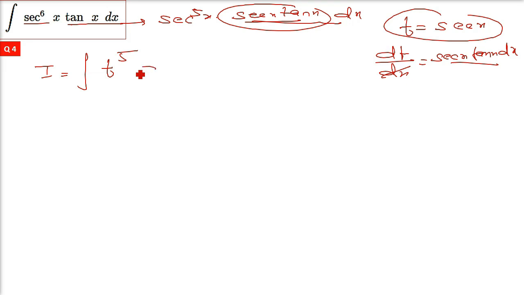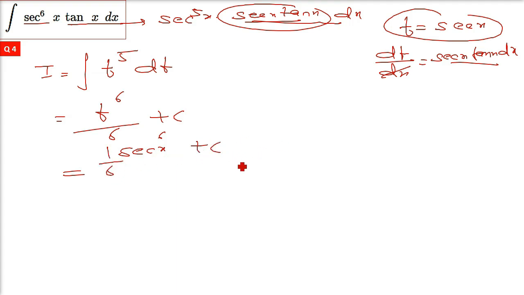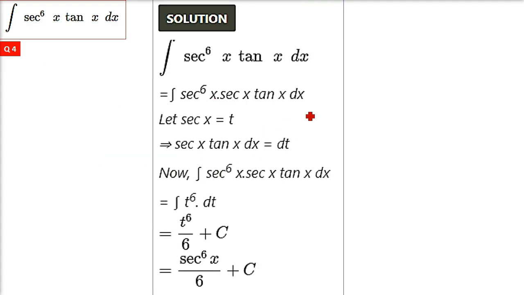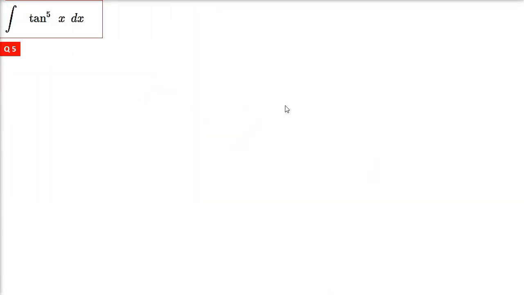So write dt here. t raised 5 will become t raised 5 plus 1 divided by 5 plus 1. That is the standard result of integration of x to the power n. So t raised 6 by 6 plus constant of integration. So this becomes sec raised 6 x, 1 by 6 is already there, plus constant of integration. And that's your final result. So this is the result. Just take t equals sec x. All other things will fall in line.